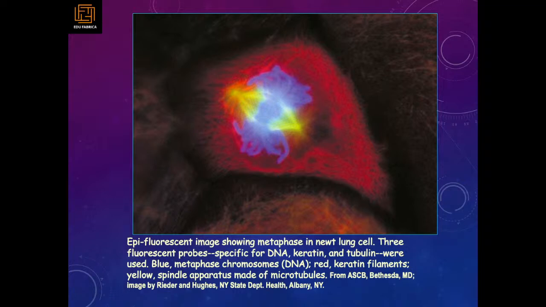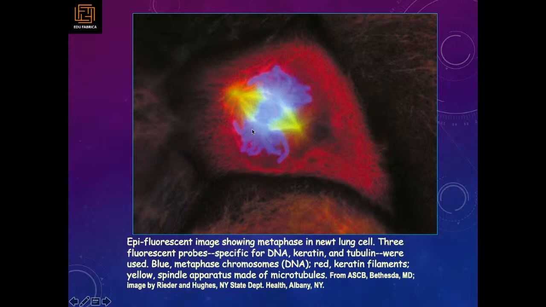The blue one, we can see these are the metaphase chromosomes. The red one are the keratin filaments outside, and the yellow one is the spindle apparatus of the microtubules. So this is from the spindle fibers. Outside are the keratin filaments, and this one is your chromosomes in the metaphase stage in the central plate of your cell, and both are being separated. We can see this, and the best part is when you do live cell imaging, you can see this happening in front of your eyes.